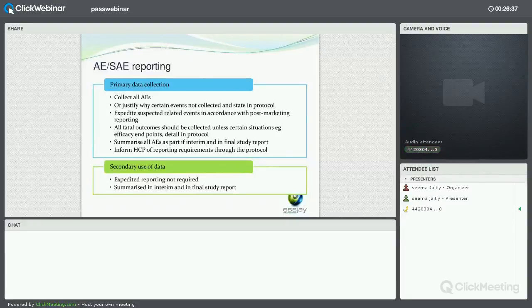Fatal outcomes should be collected unless there are reasons not to. So this is a bit like in the clinical trial setting where if there's a patient population with a high mortality, or if it is part of your endpoint, then you may not want to collect that, and you can detail that in the protocol. You need to summarize all of your events as part of the interim or final study report, and a healthcare professional needs to be aware of what the reporting requirements are, and this needs to be through the protocol and then would obviously be through training on the study. For secondary use of data, though, you don't need to expedite at all. It is really, you need to summarize in the interim and in the final study report.